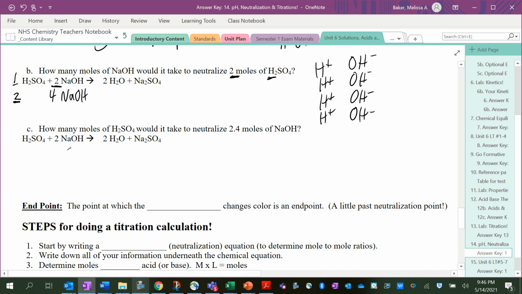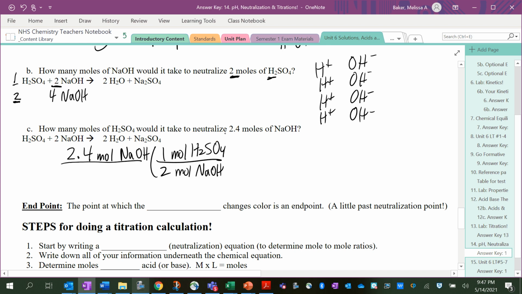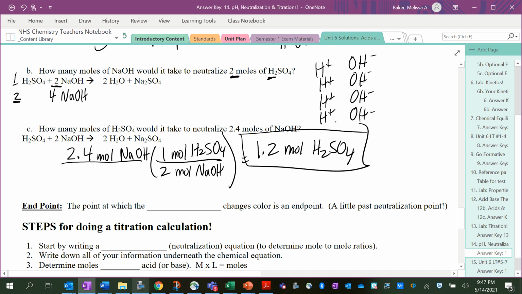And then here's a weird one. What if you get a weird number? How many moles of H2SO4 do you need to neutralize 2.4 moles of NaOH? Well, again, for every 2 moles of NaOH, you would only need half as many moles of H2SO4. So it would be 1.2 moles of H2SO4 to neutralize that base, because it's sort of like the acid is twice as powerful.